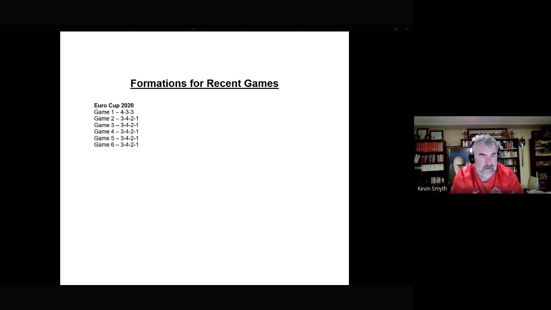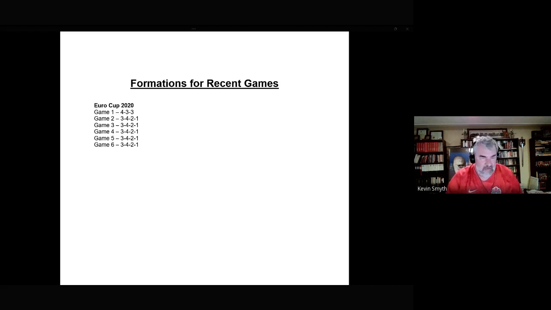So 3 central defenders across the box, 4 in the kind of defensive midfield. We'll see those outside midfielders there are usually the left and right backs pushing upfield. 2 in the attacking midfield, so we'll probably refer to those as left and right attacking midfielder, and 1 centre forward.